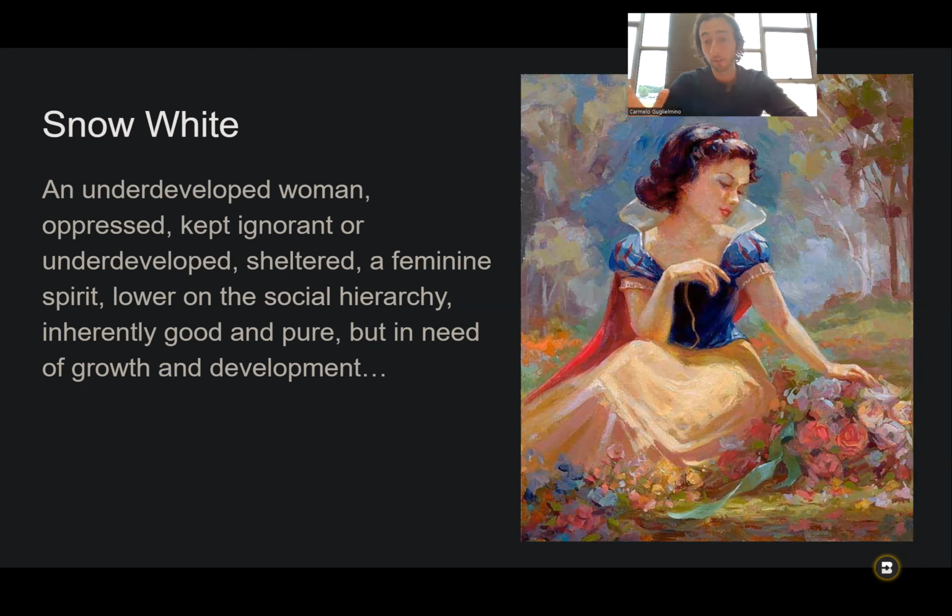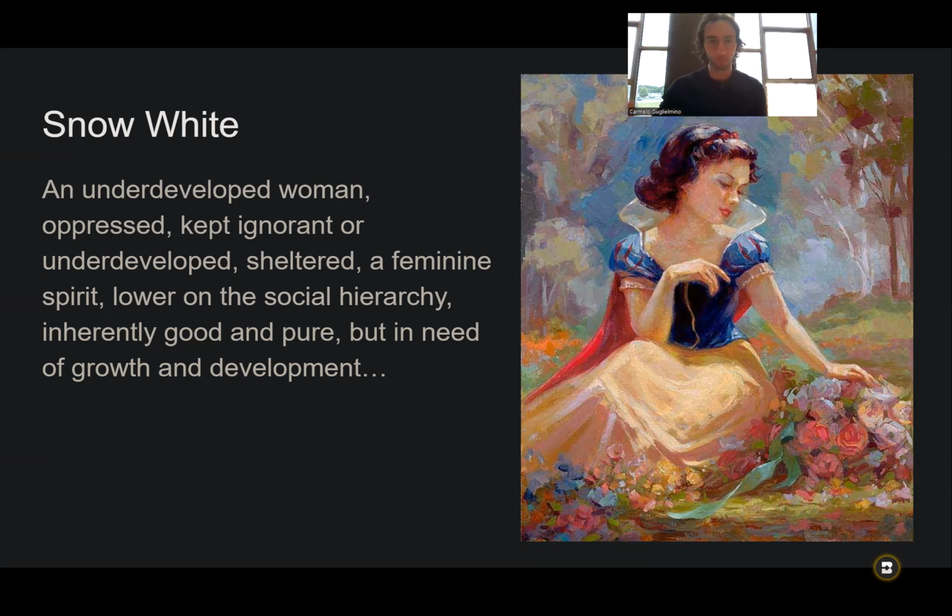Now, first feature, of course, Snow White. We have an underdeveloped girl, oppressed, kept ignorant or underdeveloped, sheltered, a feminine spirit, lower on the social hierarchy, inherently good and pure, but in need of growth and development. Okay, so I gave you a long description there of this particular feature of the story. Can we see which of those terms certain lenses will leap onto? Well, let's see.